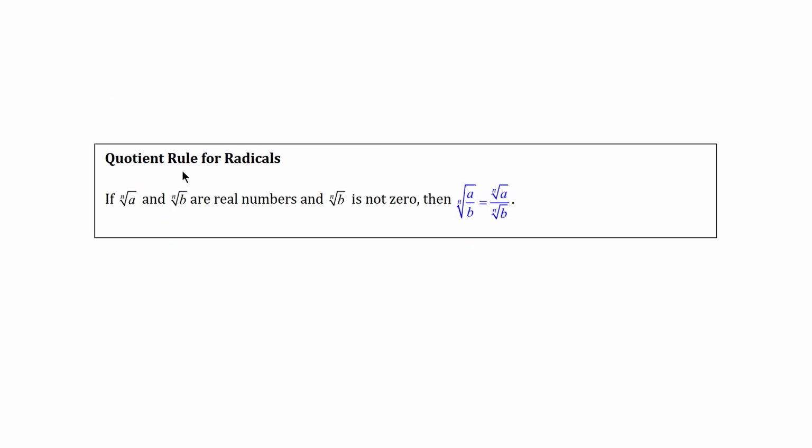Next, we have the quotient rule for radicals. It states if the nth root of a and the nth root of b are real numbers, and the nth root of b is not 0, then the nth root of a over b is equal to the nth root of a over the nth root of b. So according to this rule, if we have the nth root of a over b, this could be split up into two separate radicals, the nth root of a over the nth root of b. In the next set of examples, we're going to use the quotient rule for radicals to help us simplify the problems.